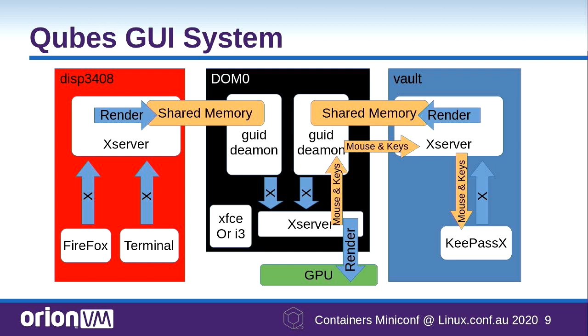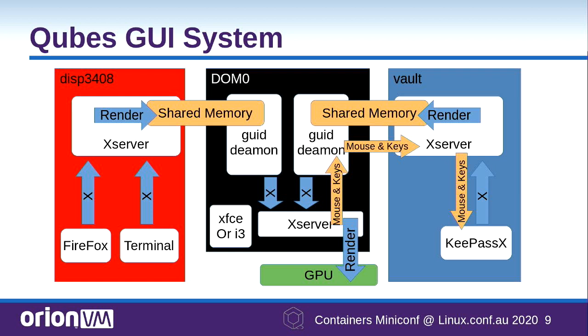Now, because of that sort of GUI D that I mentioned before, each cube that isn't the management cube has its own individual connection to the DOM0. So because of that, the DOM0 can know which window that you're mousing over and then forward any input commands over the shared memory channel to the X server of the application that's running, and then that can be further forwarded to the application itself.